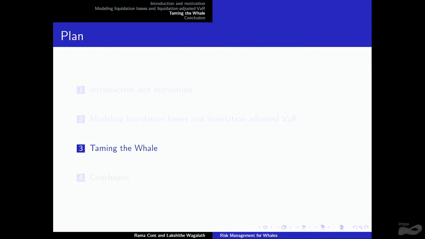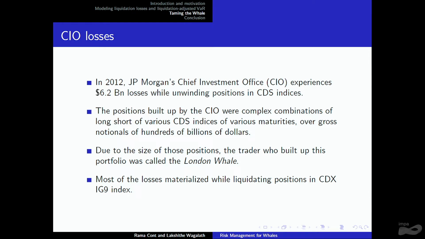So let's try to apply that to the London whale, to give a little bit of practical example. So what's this London whale story that I'm talking about? In 2012, the Chief Investment Office of JP Morgan experienced huge losses of 6.2 billion while unwinding very large positions in CDS indices. And that occurred when they liquidated positions in the CDX IG9. IG9 is one type of CDX on investment grade, and 9 is the number of the series of the CDX. And the portfolio that was built by JP Morgan was a very complex combination of long-short positions in CDX indices, and it was a super big portfolio.